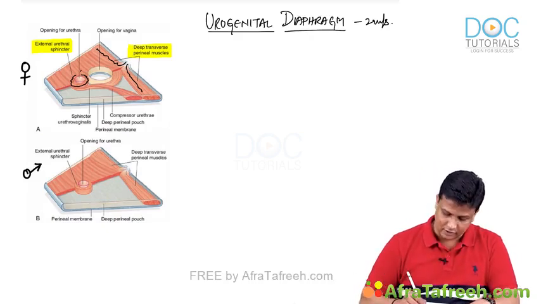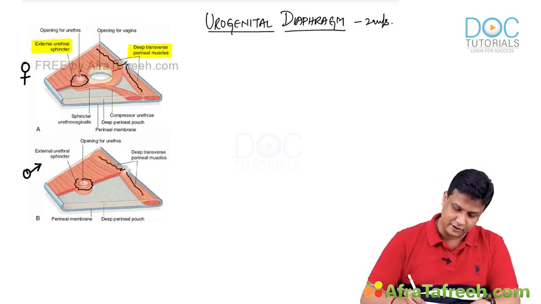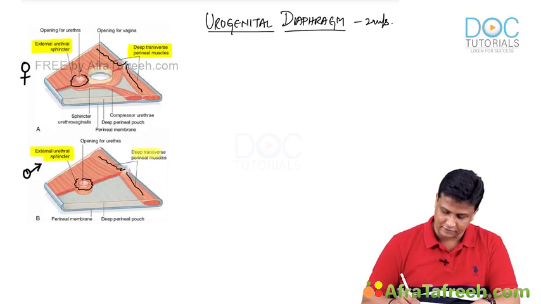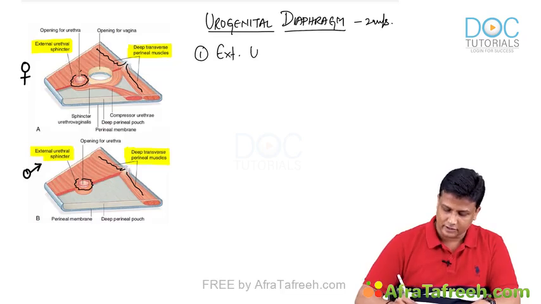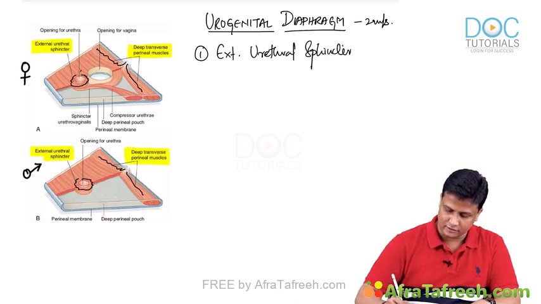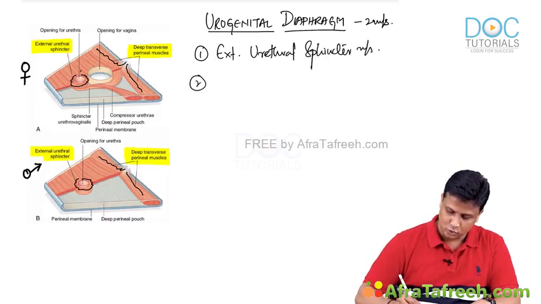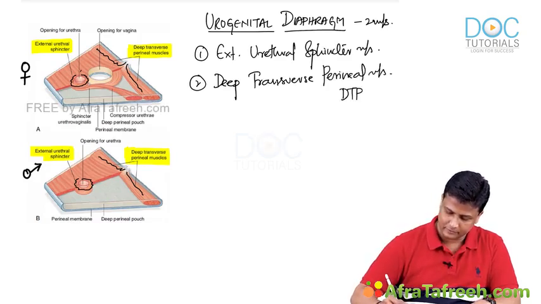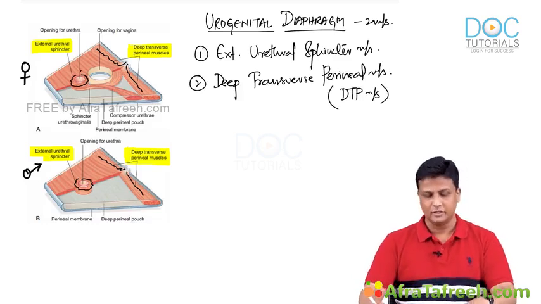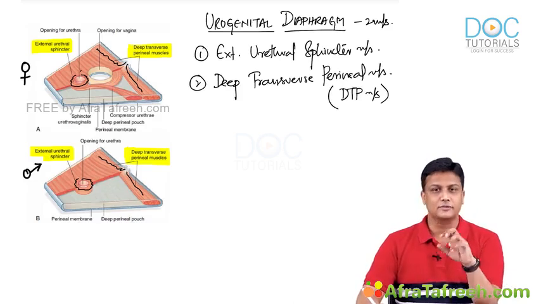Let's see once and the concept will become clear. External urethral sphincter muscle and the deep transverse perineal muscle, same in the male as well as in the female, guys. So urogenital diaphragm is made up of number one, external urethral sphincter muscle, and number two, deep transverse perineal muscle. In short, we can call it as DTP. So deep transverse perineal muscle, and external urethral sphincter muscle, guys.